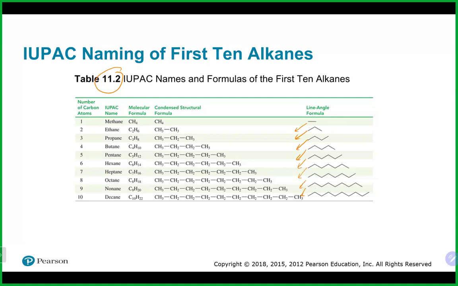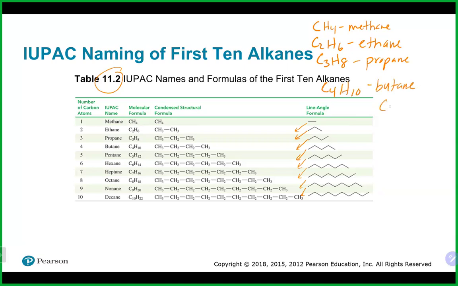All right. So as I mentioned before, we had our one carbon, which means we have four hydrogens. That is our friend methane. Two carbons, six hydrogens. That is ethane. Three carbons, eight hydrogens, that is propane. Four carbons, 10 hydrogens, that is butane. Five carbons and 12 hydrogens.